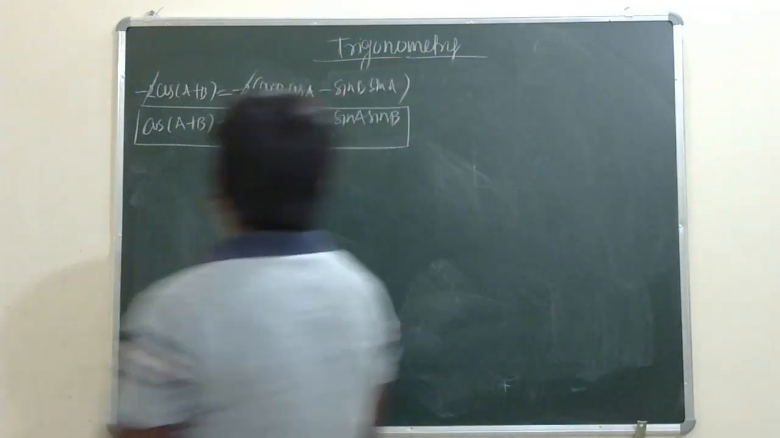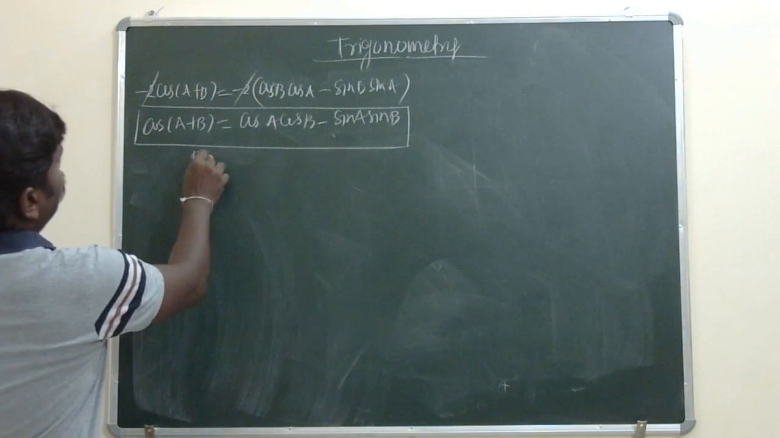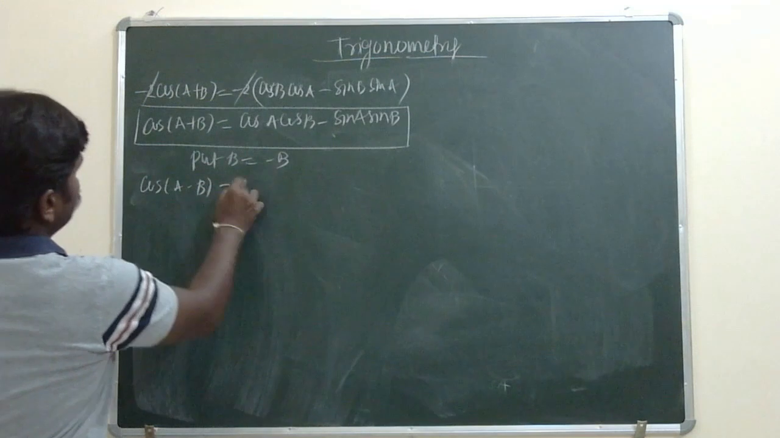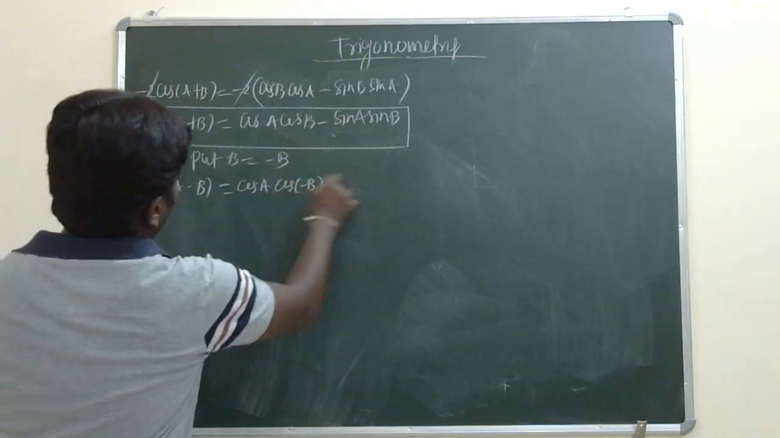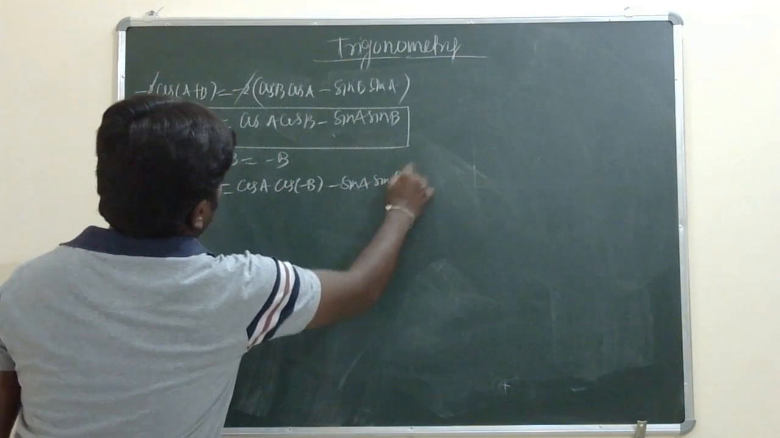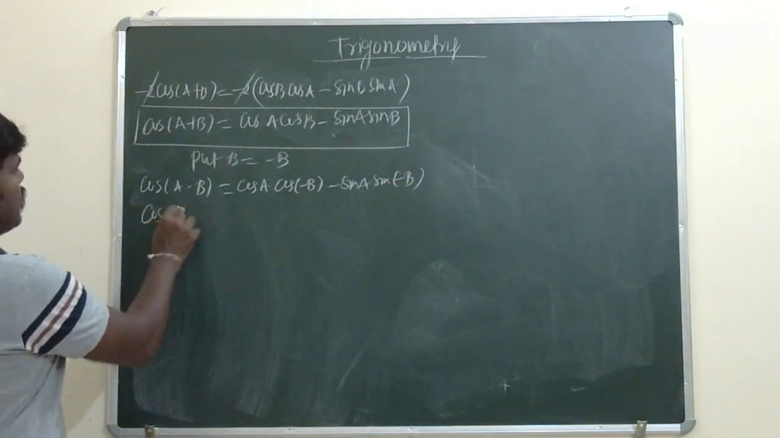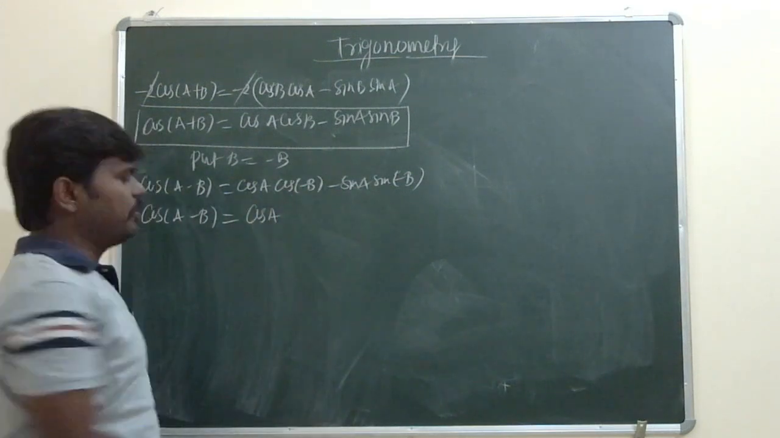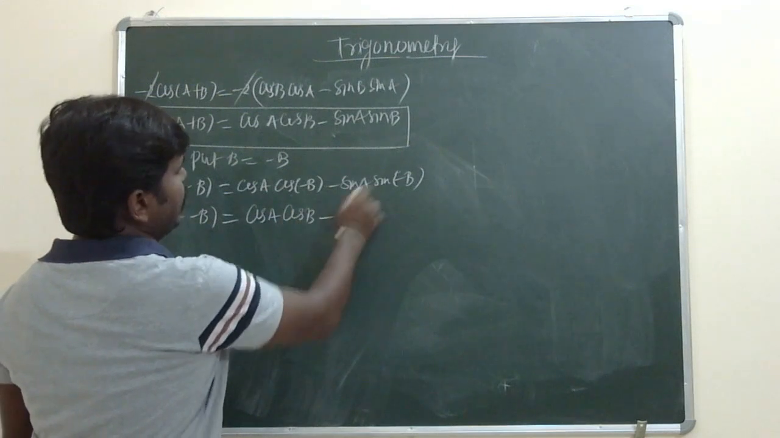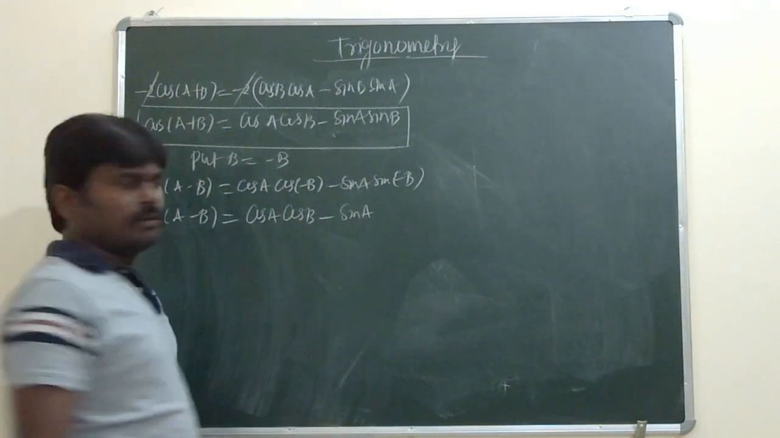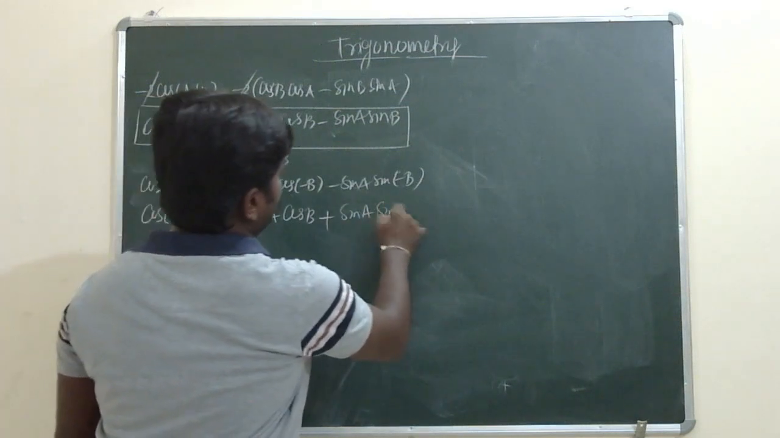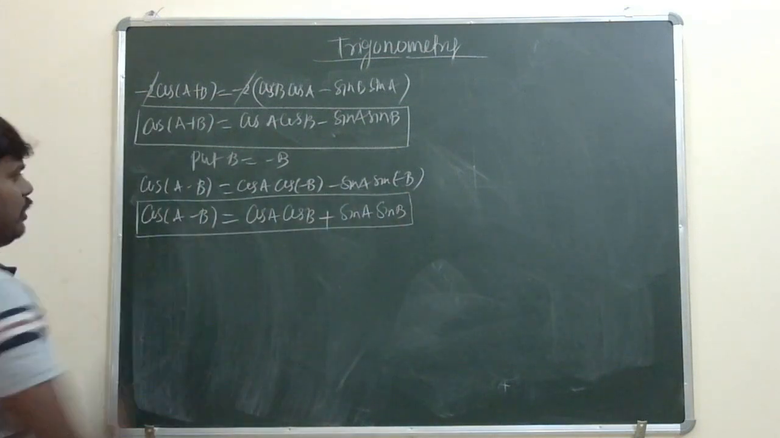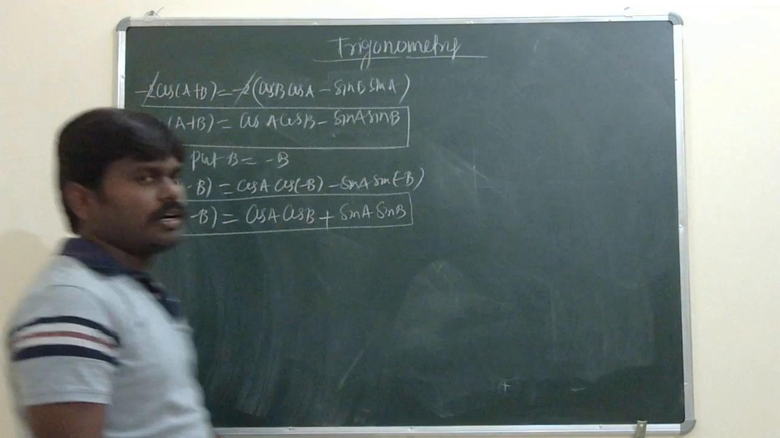Now I want the cos(a − b) formula, so we can put b = −b in this. Then what we get is cos(a − b) = cos a cos(−b) − sin a sin(−b). On the left side we have cos(a − b), which equals cos a cos(−θ), which becomes cos θ, so cos b, minus sin a, and sin of −b means here minus times minus becomes plus. So cos(a − b) = cos a cos b + sin a sin b. This is the formula of cos(a − b).